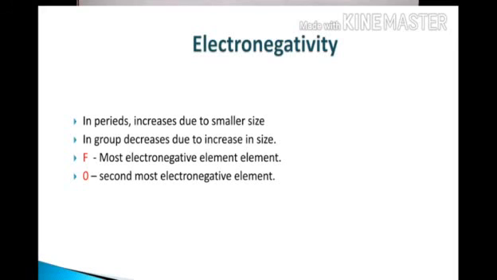Next, we can move to another physical property, electronegativity. As we know, electronegativity is the power of an atom to attract electrons to itself. In a period, electronegativity increases. This is due to smaller size, and in a group, electronegativity decreases due to increase in size. In the periodic table, the most electronegative element is fluorine, and the second most electronegative element is oxygen.